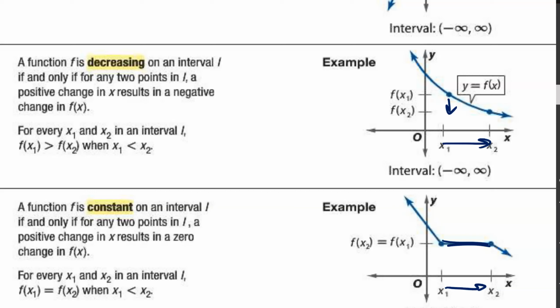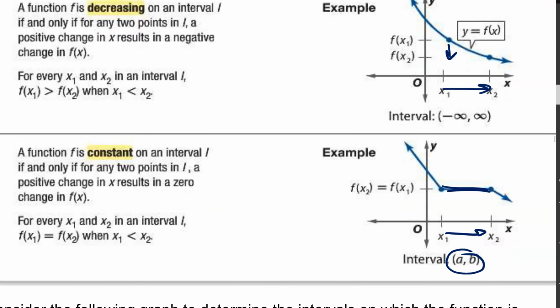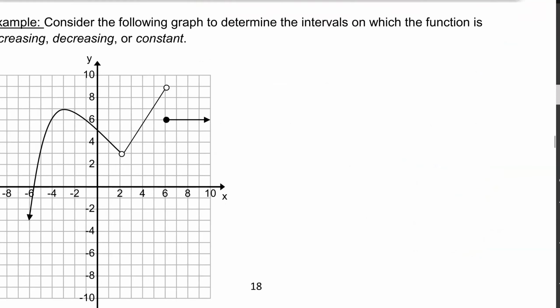And notice you're not being inclusive, technically. So if I'm going between A and B, you're not including A and B because those are your switching points. Those are the points where you're switching. So if I'm talking about from negative infinity to A, I'm decreasing, A to B, constant, B to infinity, I'm going down. So you don't include the points where you're switching from one way to another, from increasing to decreasing or anything like that. Okay, it will make more sense if we do an example.